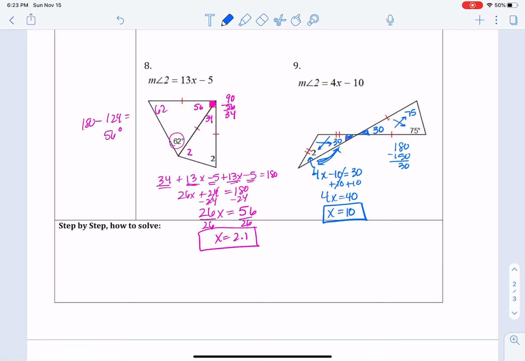And those are the properties and how to solve for isosceles triangles.